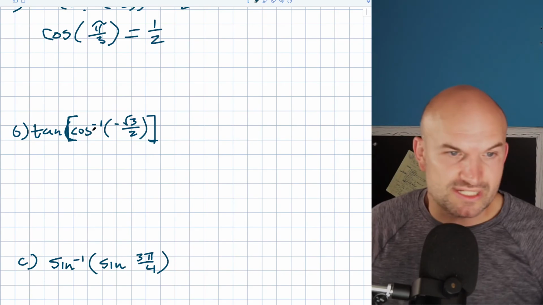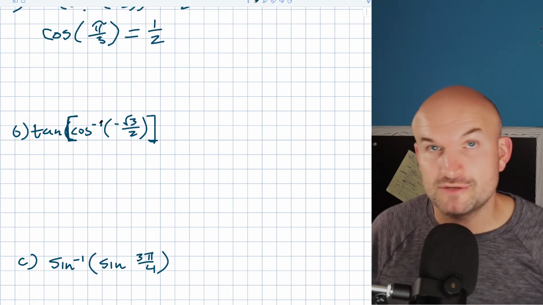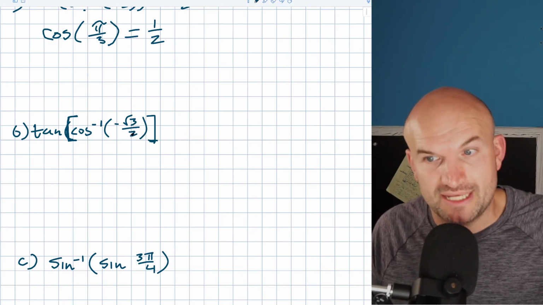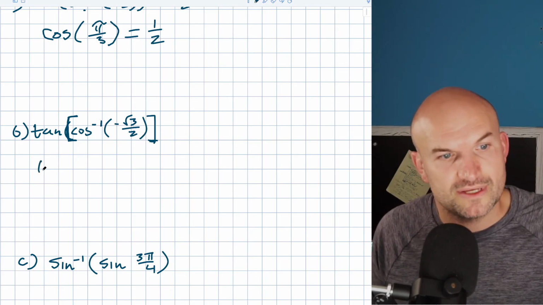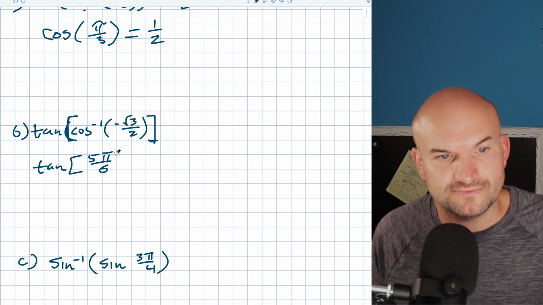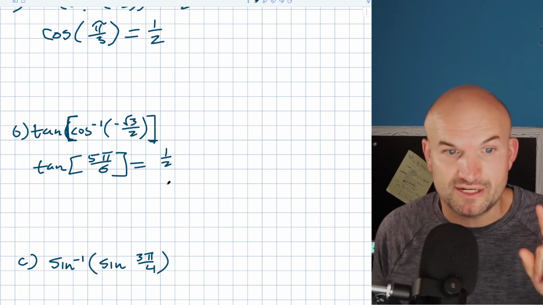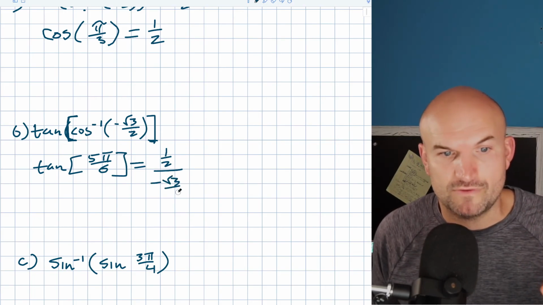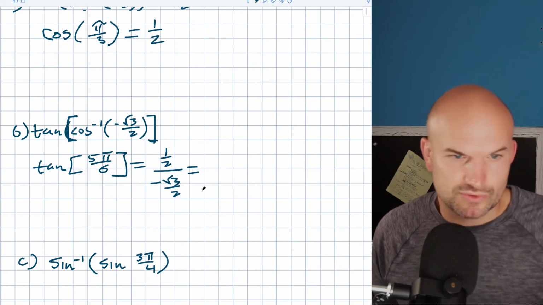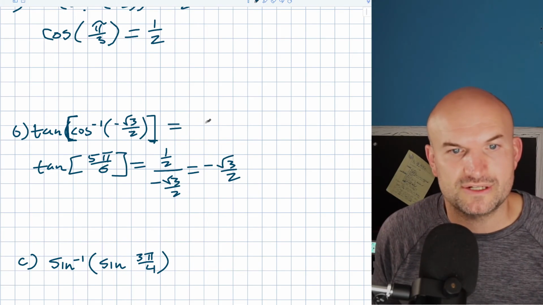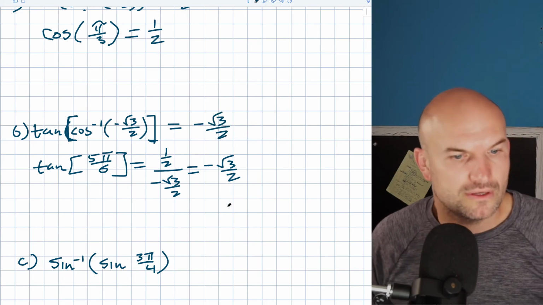All right, what angle produces a negative square root of 3 over 2? Again, cosine negative, that's going to be in the second quadrant. Negative square root of 3 over 2, that's going to be what? 5 pi over 6. So then I can simplify this to tangent of 5 pi over 6. Now, remember, the coordinate point here is negative square root of 3 over 2, comma, 1/2. The 2's will divide out, and rationalizing the denominator, that's going to be negative square root of 3 over 3.